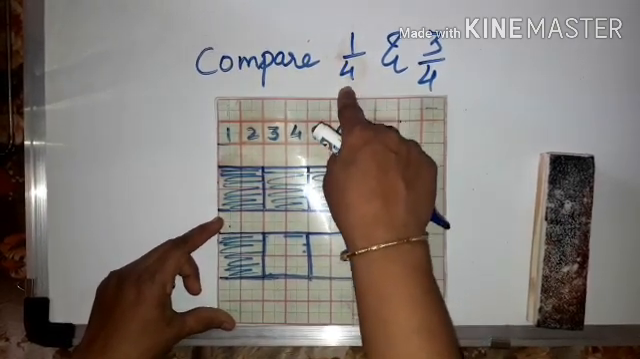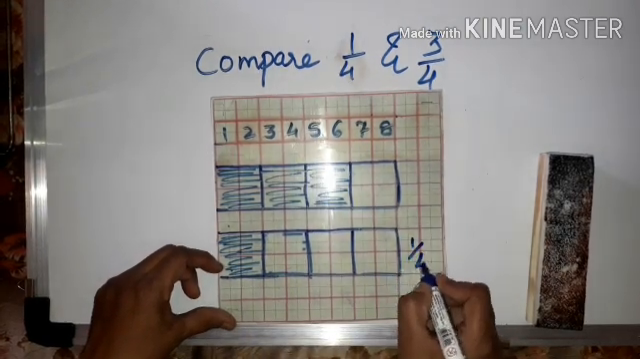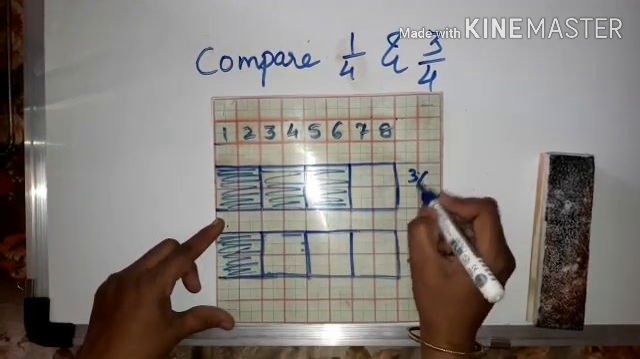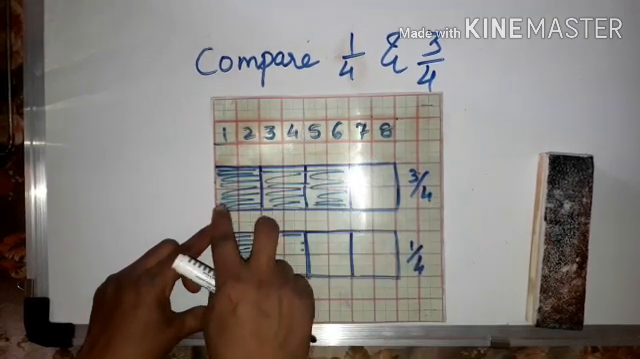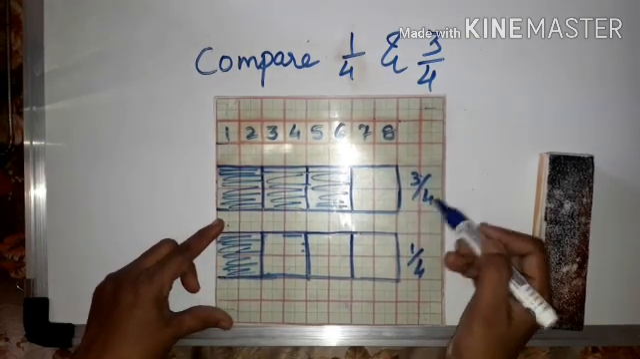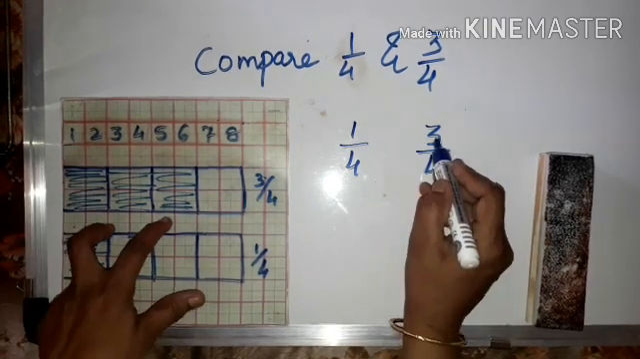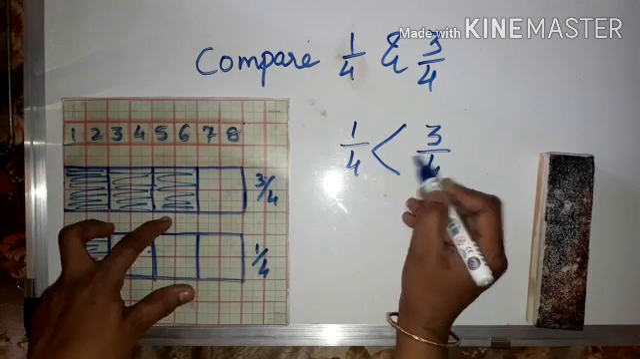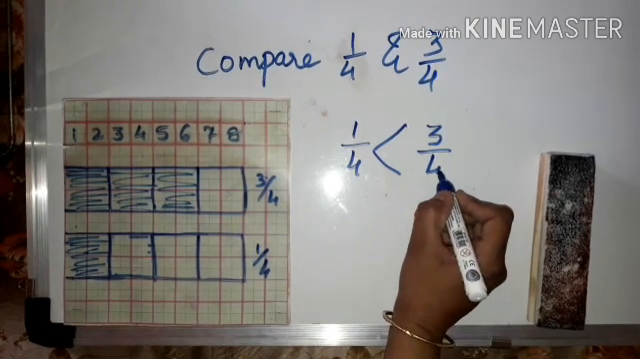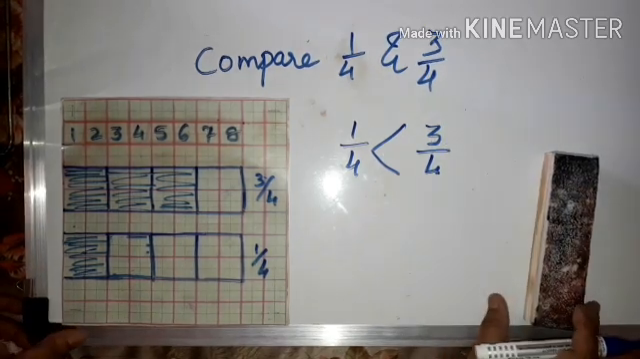Now the first fraction is 1 by 4. So one part out of 4 I have shaded here. This fraction represents 1 by 4 and this strip represents 3 by 4 because out of 4 equal parts, 3 parts are shaded. Now obviously you can make out that 3 by 4 is greater. So the greater than sign should be here. So whenever you have the denominators to be equal, bigger the numerator is bigger the fraction and smaller the numerator is smaller the fraction.